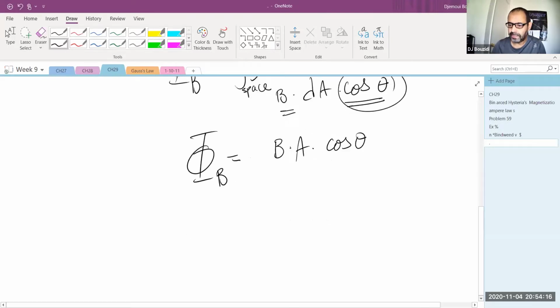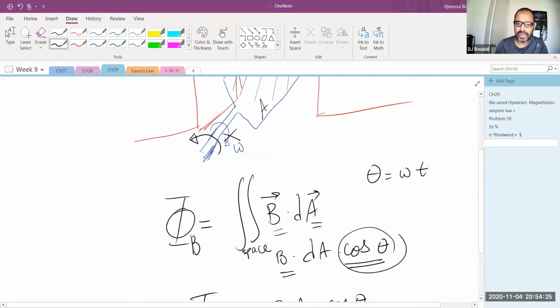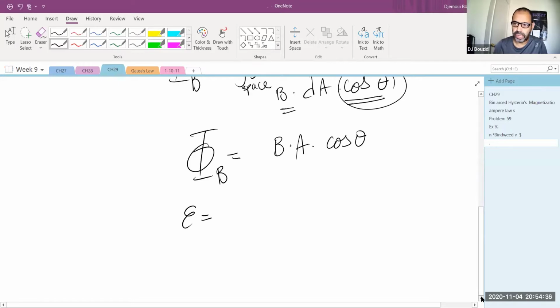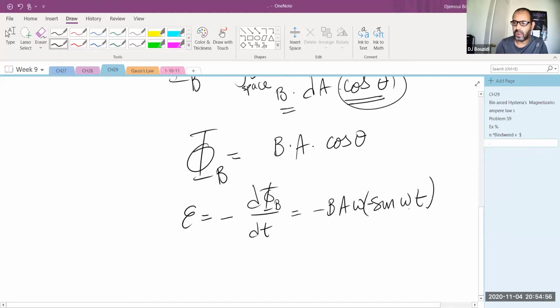Now, if I want to apply Faraday's law, the EMF that is generated in here, in other words, I can connect this one to a light bulb if you want to, but there is an EMF in here that is going to generate. And the EMF is going to be minus, and again, we really don't write the minus until toward the end, because that's Lenz's law, how to find the direction of the magnetic field. So it's going to be just minus BA times omega times the sine of omega t, and remember, the derivative of the cosine will bring me also a negative sign.